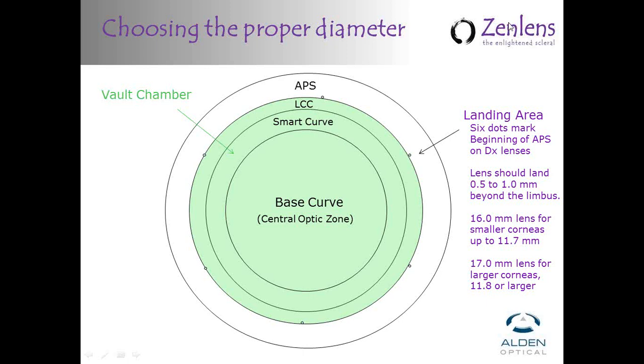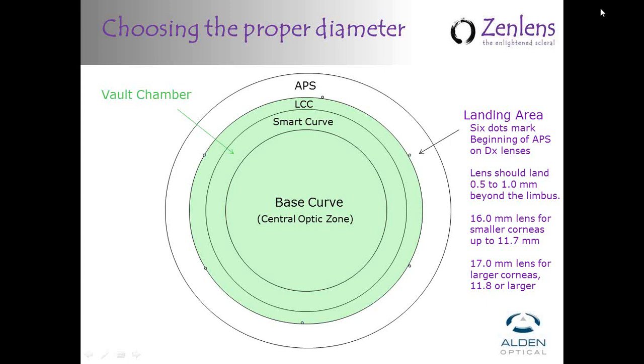Okay. So then we're going to switch over to talking diameter. And here again, the diameter of the Zenlens is not happenstance. This was chosen for very specific reasons. In order for a sclera lens to work properly, the lens has to land beyond the limbus. We know that a lens which lands on the limbus or is too closely aligned to the limbus is going to create problems with wearing time and symptoms of dryness or perhaps redness. So we want to avoid that limbal interaction.